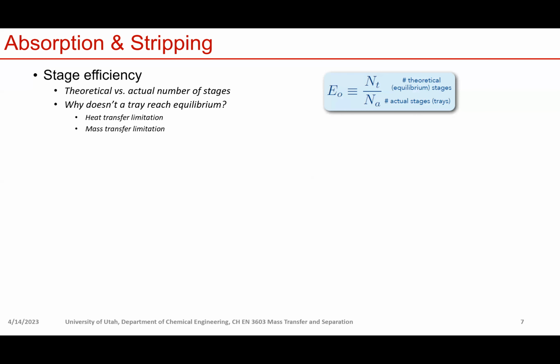Now you need to understand for tray tower and for packed tower, where does most of the mass transfer resistance come from? It's different. Okay, any questions here?